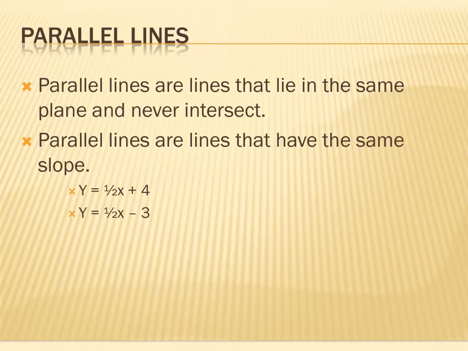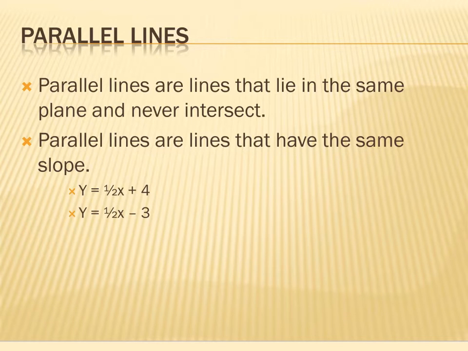Okay, so let's talk about vocab for 5-6. Two major terms here, and these are terms maybe you've heard before: parallel and then perpendicular. Parallel lines are lines that lie in the same plane and never intersect. This has to do with the skew lines that we'll talk about later this year. That's why it has to say same plane.